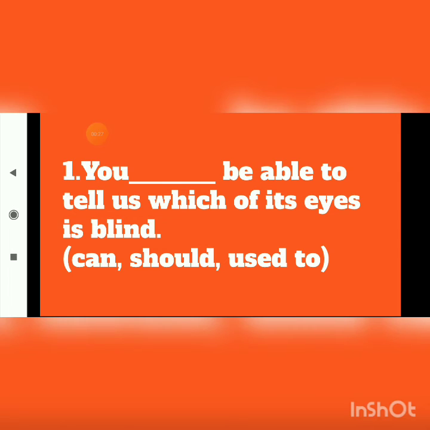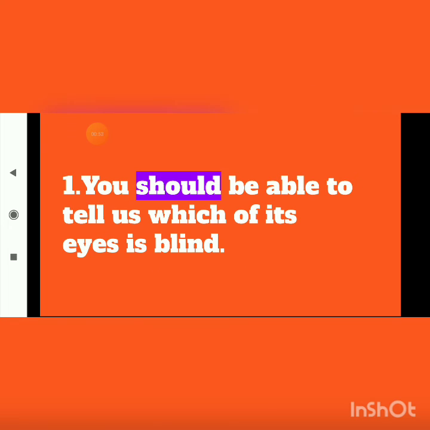First one, you dash be able to tell us which of its eyes is blind. Options are can, should, used to. Out of 3 options, 1 is the correct answer, so you need to select any one. So the correct answer is, you should be able to tell us which of its eyes is blind.